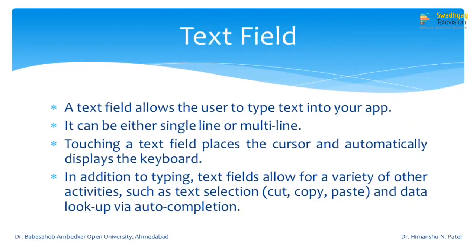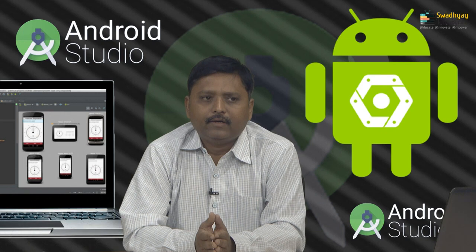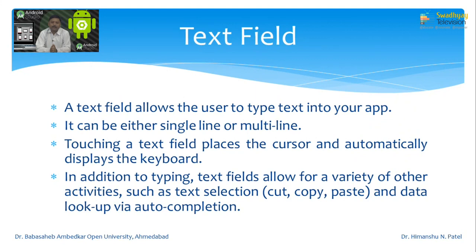Next control is also an important control, and it is the text field control. So, a text field allows the user to type text into your app. Now, it can be either single line or multi line. Suppose you want to take a name, it may be single line. Suppose you want to take an address, it may be multi line. Touching a text field may place the cursor and automatically display the keyboard. So, whenever you get focus in your text field, it will automatically give you a keyboard for typing your data.